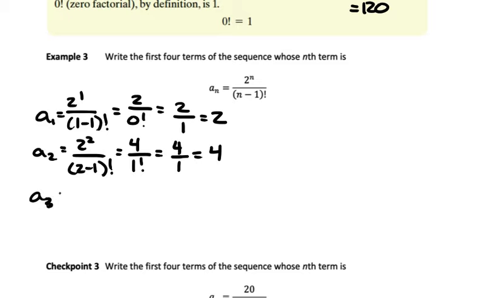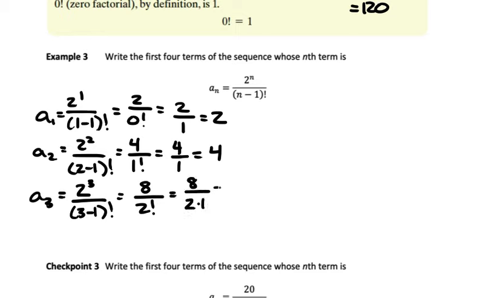A sub 3, 2 to the third over 3 minus 1 factorial. 2 to the third is 8. 3 minus 1 is 2. 2 factorial is 2 times 1. So this is 8 over 2, which is also equal to 4.